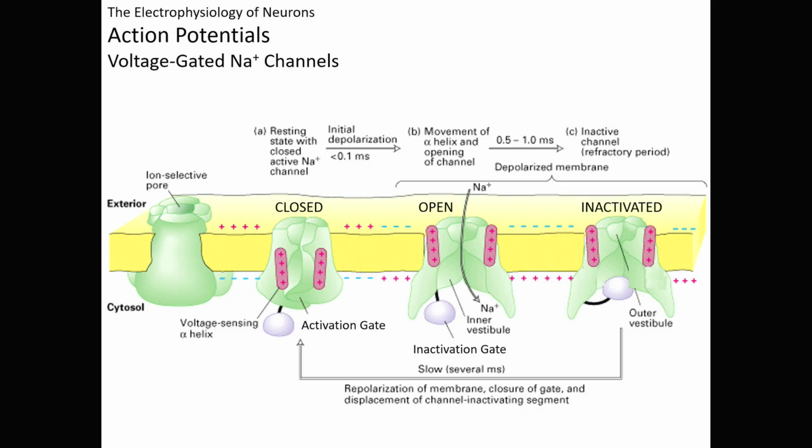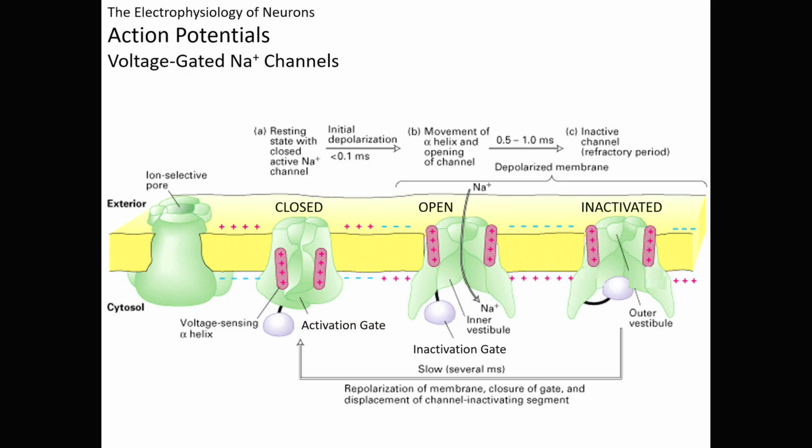If we have a graded potential that brings us up to the threshold potential, well, when we get to the threshold potential, it's not going to be positive on the inside as they show here, but it's more positive than it was at rest. It's still negative, but not as negative as it was. So there's not as much of an inward pull on those positively charged helices because your membrane potential has become less negative, more positive.